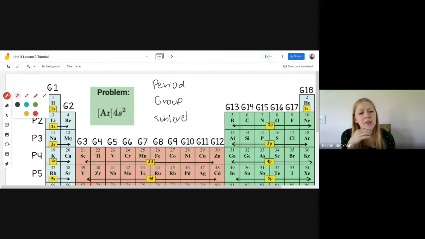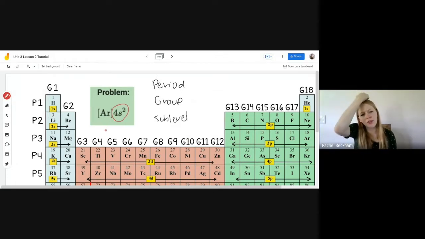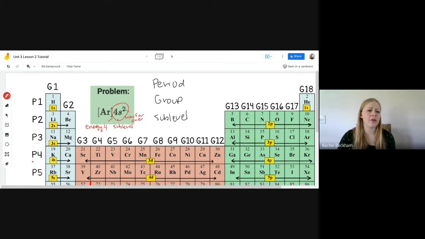The way that you find this element is you look at the ending. Okay, so see how the ending says 4s2? That means that it's on energy level 4, sublevel S. And this is how far over or how many blocks it is, okay? So the energy level correlates to the period typically, right? So for energy level 4, that's typically period 4. Going down are the periods and going across are the groups, okay?